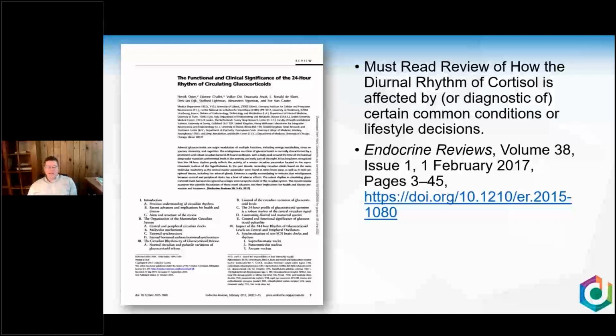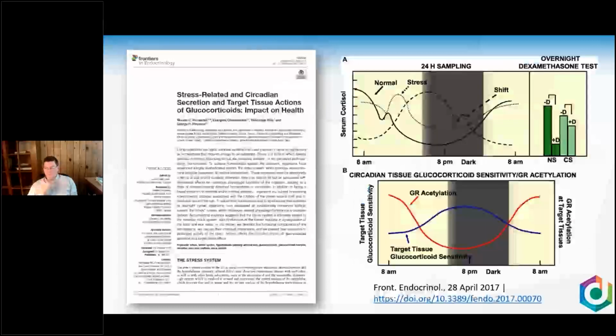It's free and available online. You can download it. You don't have to have a password or anything to get in there. But it's something that you should read because it shows you how influential and how important it is to know what's going on with the circadian rhythm for cortisol production.